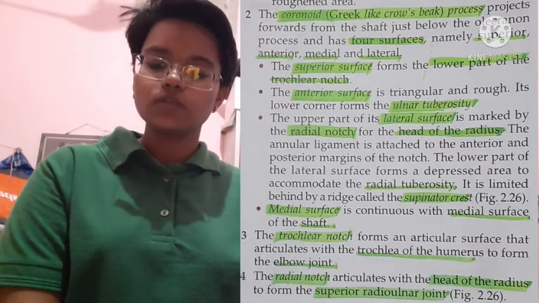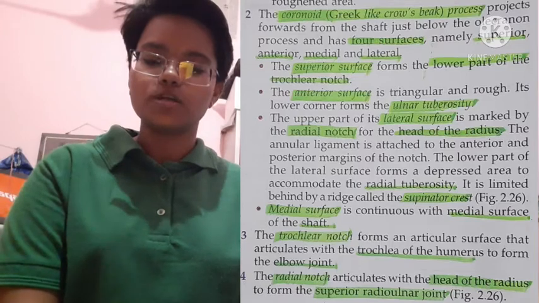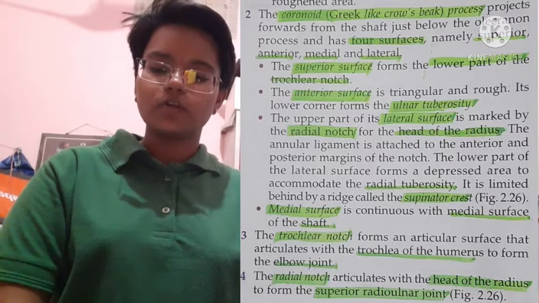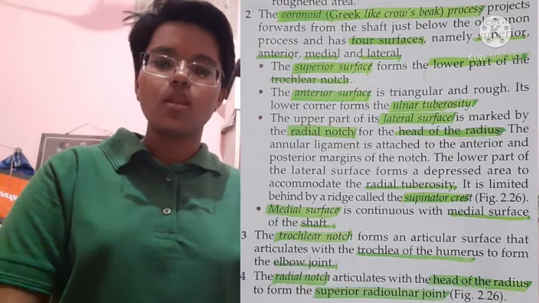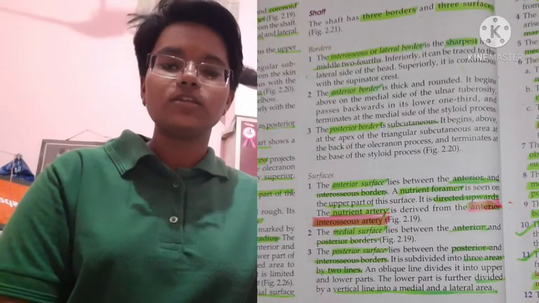The trochlear notch forms an articular surface that articulates with the trochlea of the humerus to form the elbow joint. The radial notch articulates with the head of the radius to form the superior radio-ulnar joint. Now, the shaft. The shaft has three borders and three surfaces.